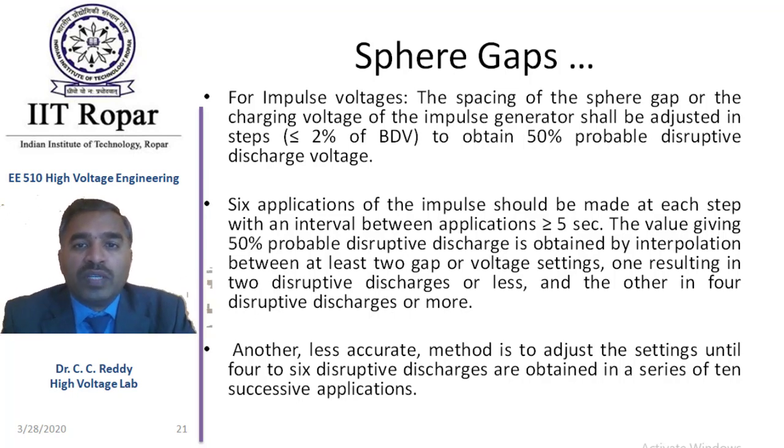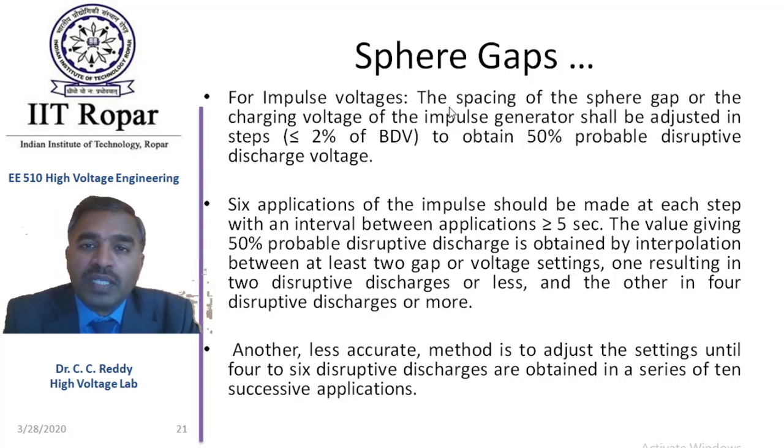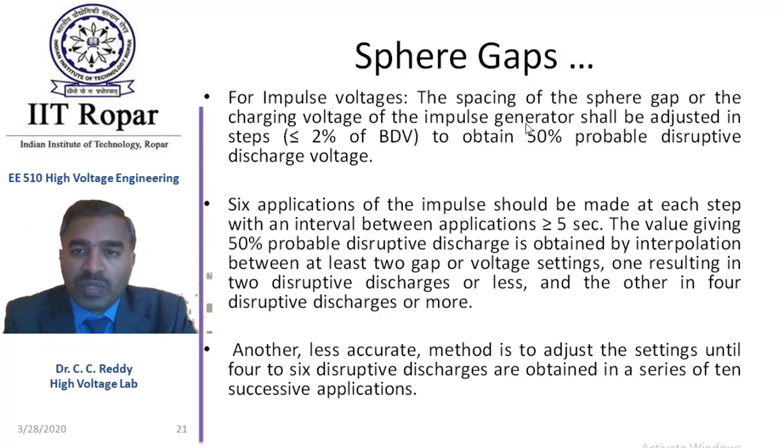Now, how for the impulse voltages? The procedure is a bit different because impulse is a single shot. It's not like DC or AC, a continuous waveform. Then, how many shots do we have to do and how to apply? So, in this case, the spacing of the sphere gap or the charging voltage of the impulse generator shall be adjusted in steps less than or equal to 2% of the breakdown voltage corresponding value.